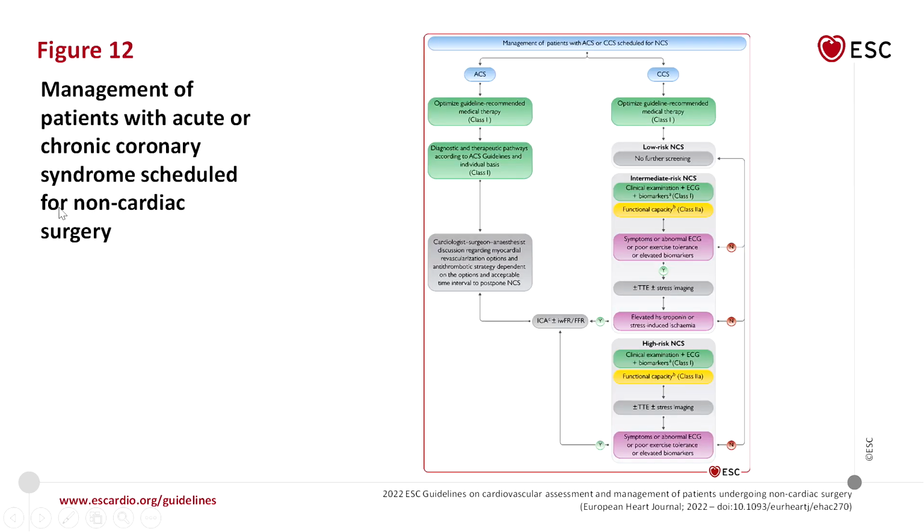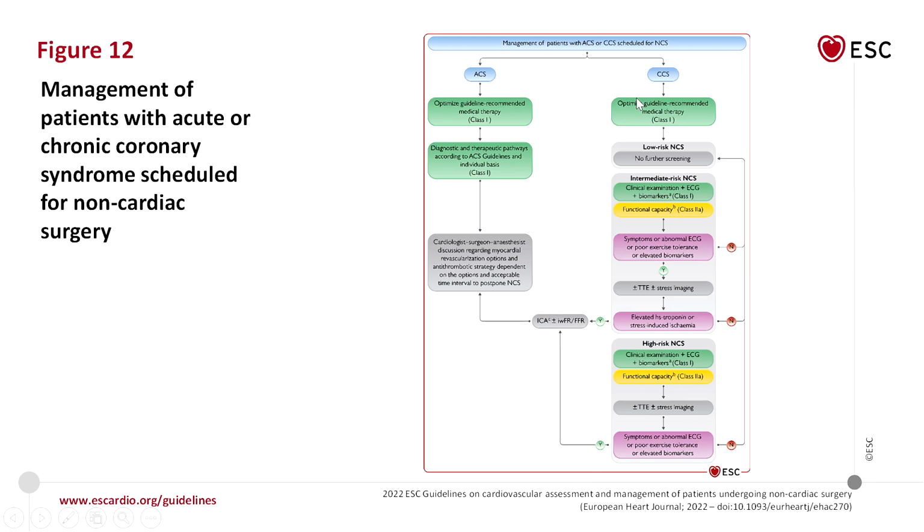So, acute and chronic coronary syndrome. In the management of patients with ACS and CCS scheduled for non-cardiac surgery, we should optimize guideline-recommended medical therapy. So if the patient is having ACS, then optimized guideline-recommended medical therapy, diagnostic workup, and therapeutic pathways according to ACS guidelines should be done. And then angiography with iFR, FFR should be done and treated accordingly.